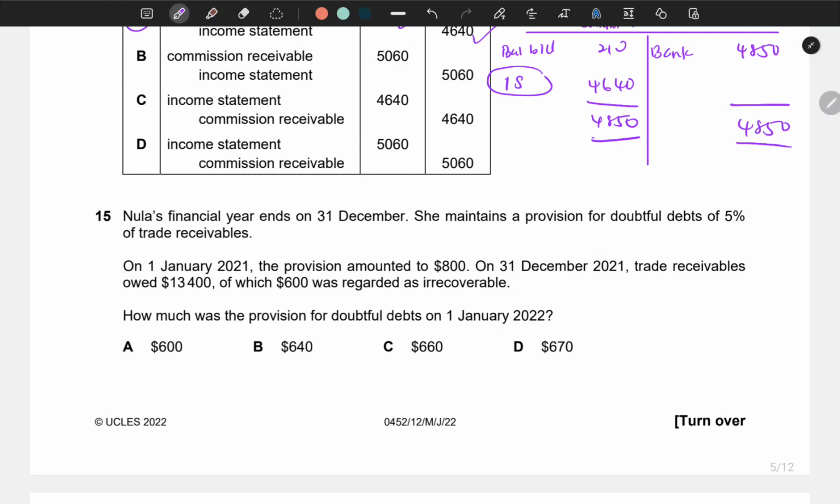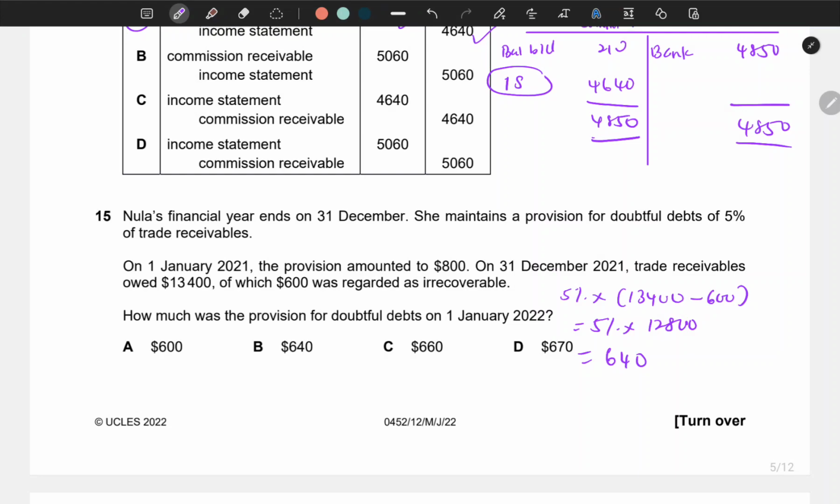So what we need to do is, we have the beginning provision for doubtful debt, we have the trade receivable and also we have the irrecoverable debt. So we need to find the net trade receivable first. Because to find the new provision for doubtful debt at 5%, we need to multiply with the net trade receivable. So we deduct the irrecoverable debt first. So 5% multiplied by 13,400 minus 600, which is 12,800, multiply 5%, so it will be 640.